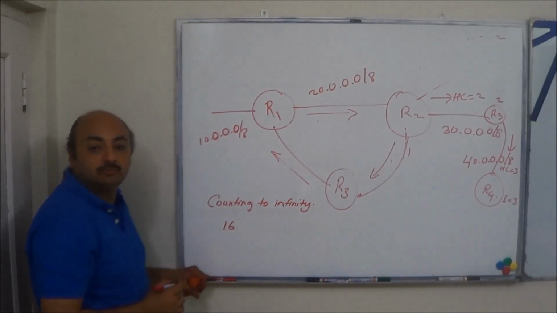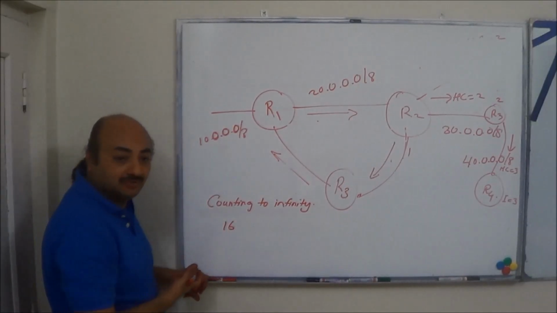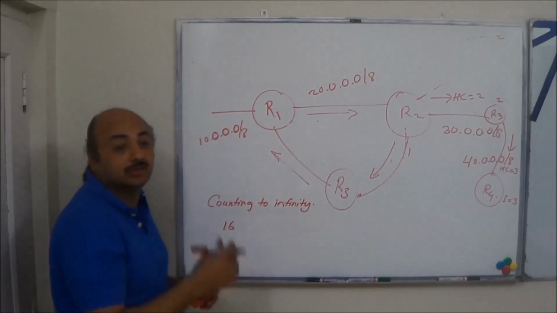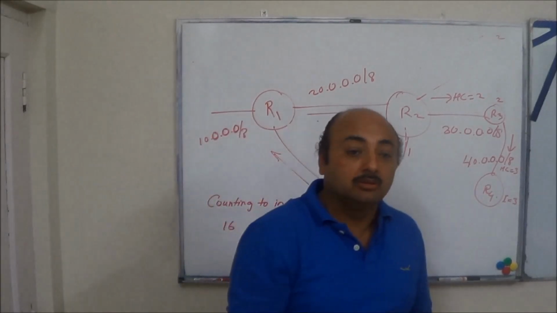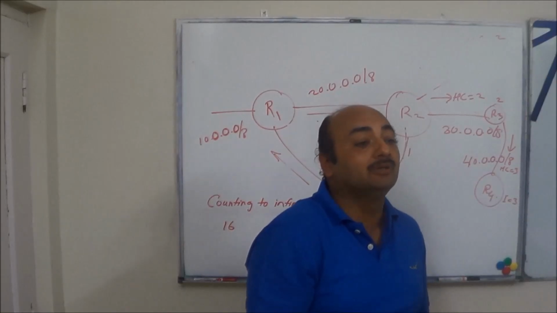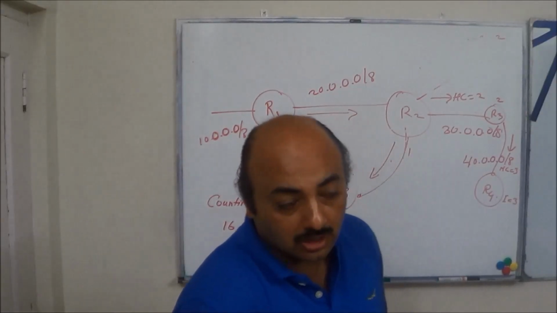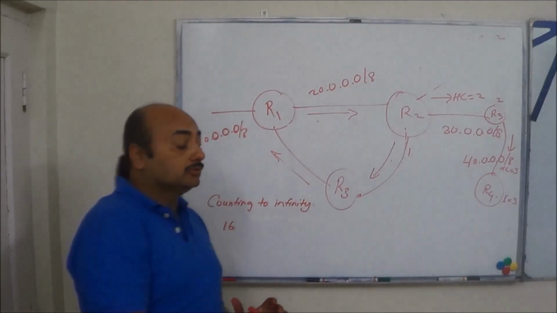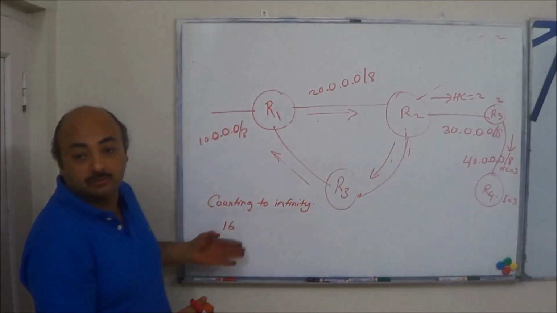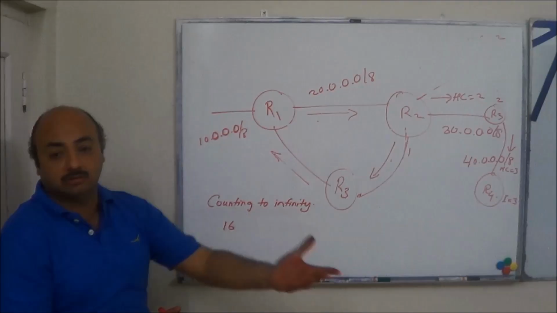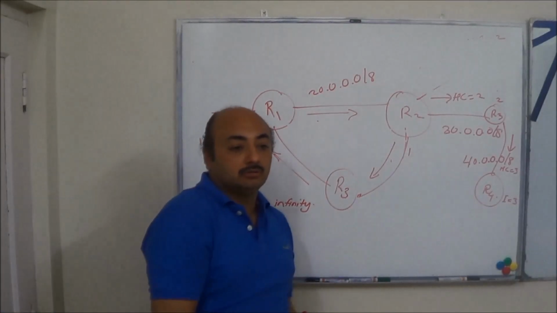For RIP, infinity is 16. 16 is unreachable. Can we reach infinity? No. For RIP, infinity is 16. A hop count of 16 is infinity. So that's why we say counting to infinity. What is counting to infinity? Counting to 16.